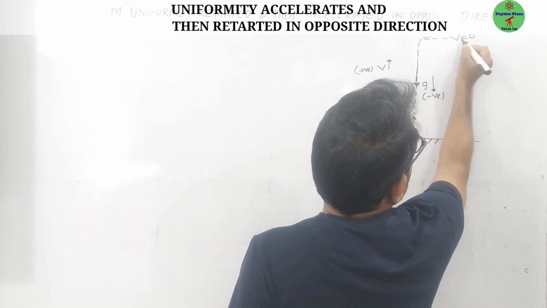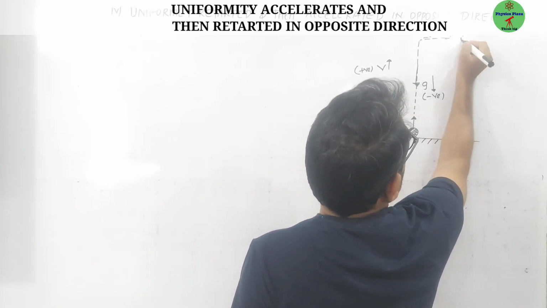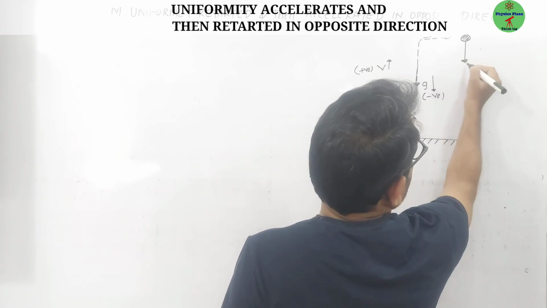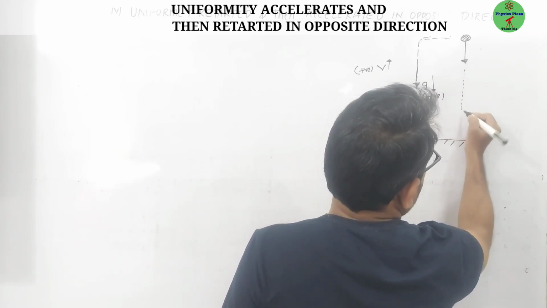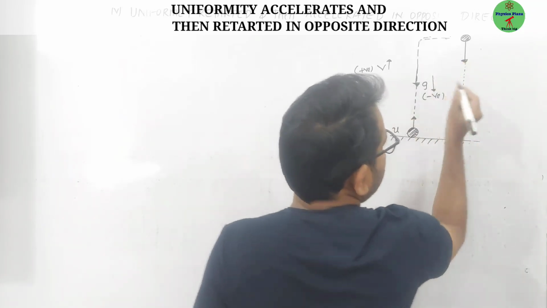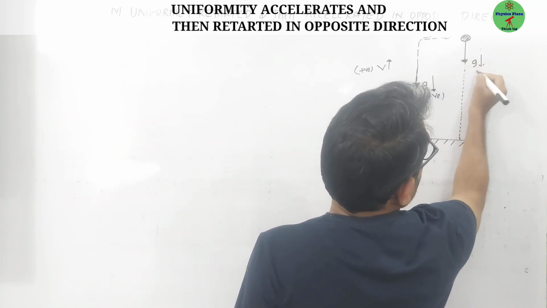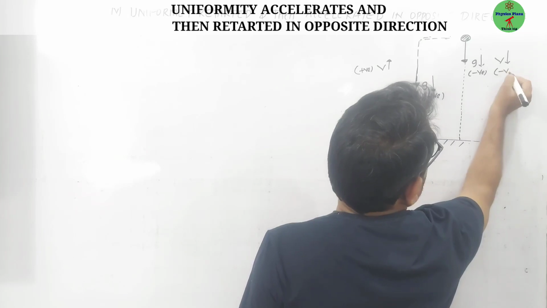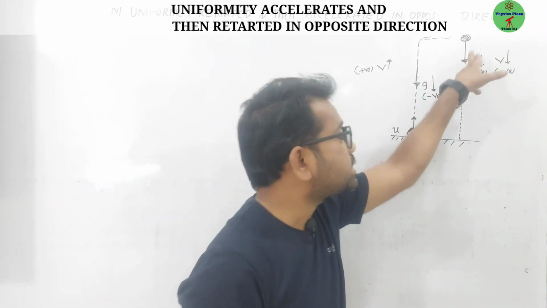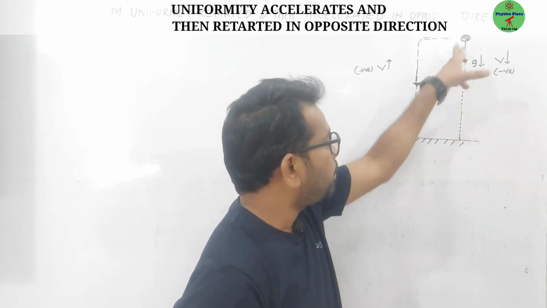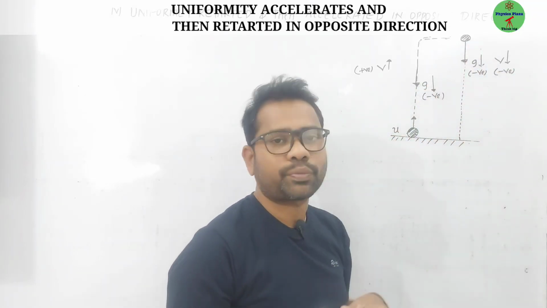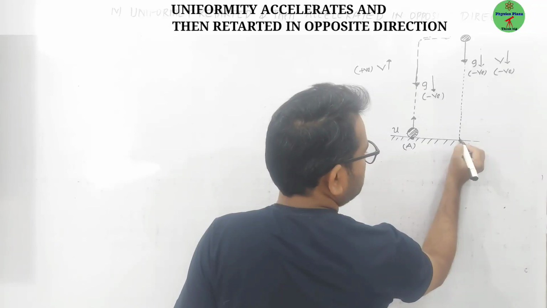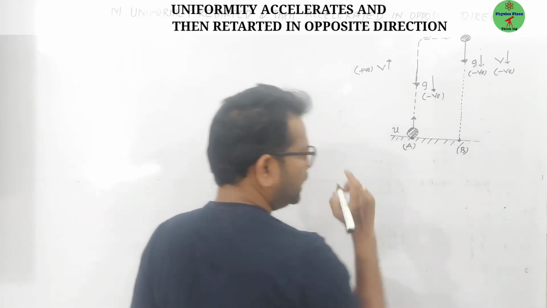Then what happens? The same body now starts its journey in the backward direction, in a reverse way, that is in the opposite direction. Now in this case, acceleration is in the downward direction, negative, and velocity is also downward, negative. Hence the body is accelerated, so the velocity keeps on increasing. Children, let us say this is point A, the point of projection, and this point B is where it is hitting the ground.